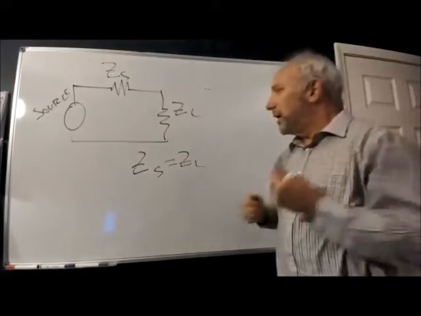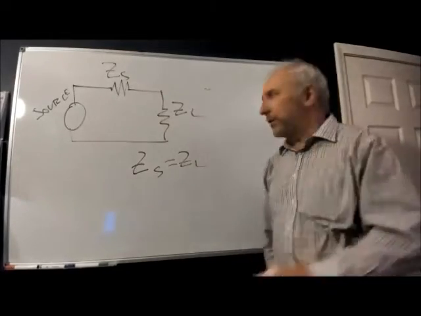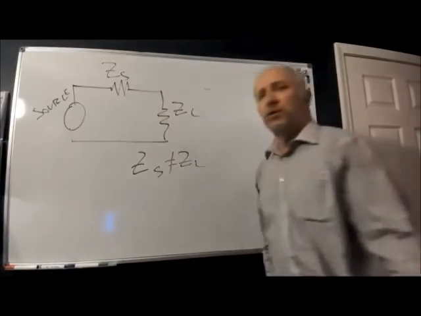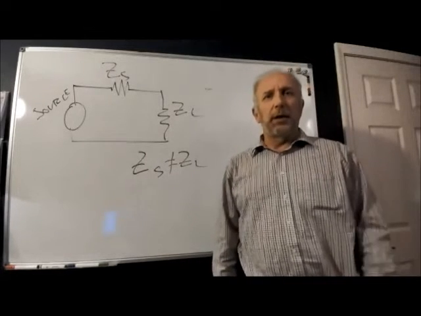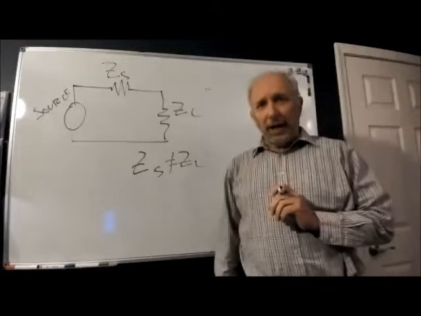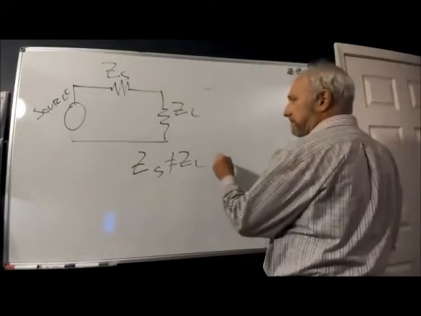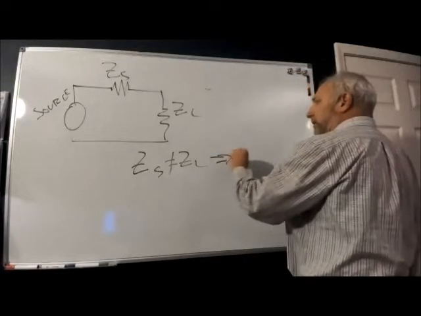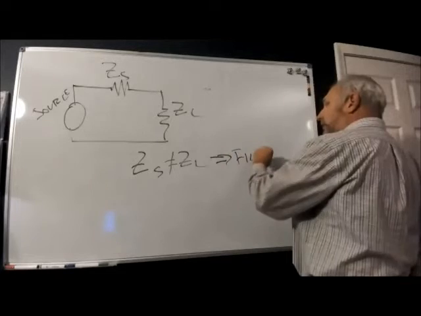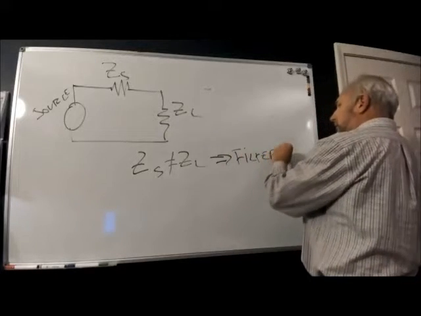Can anyone think of when we don't want this, when we want the source impedance to not be equal to the load intentionally? Power lines, yeah, power lines. Where else? Filter. Sorry, what's that? There was a question or a statement.